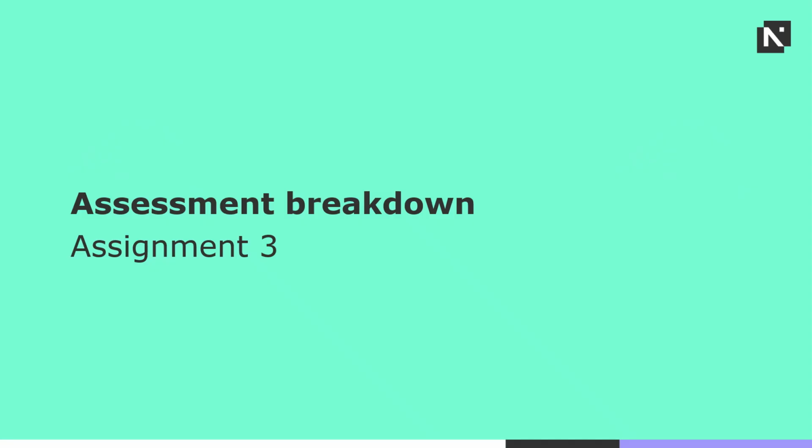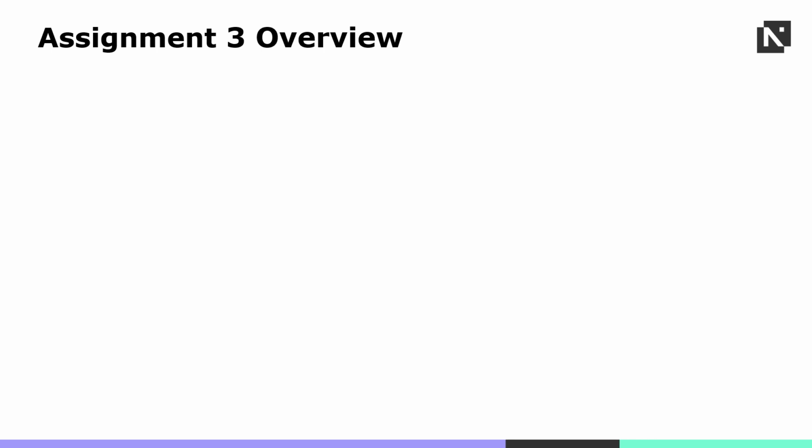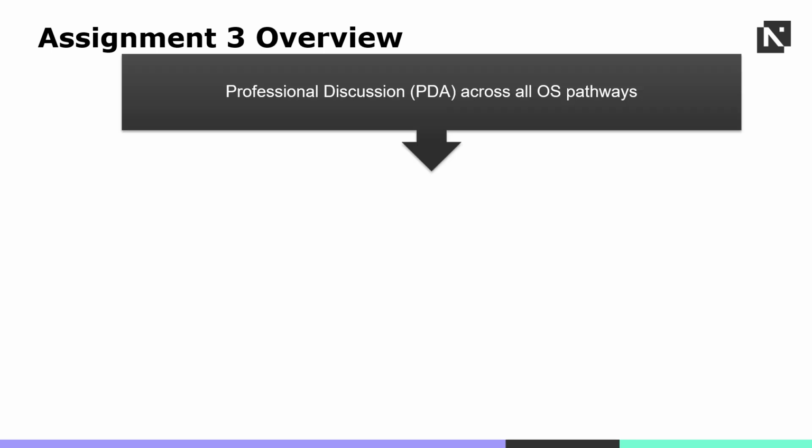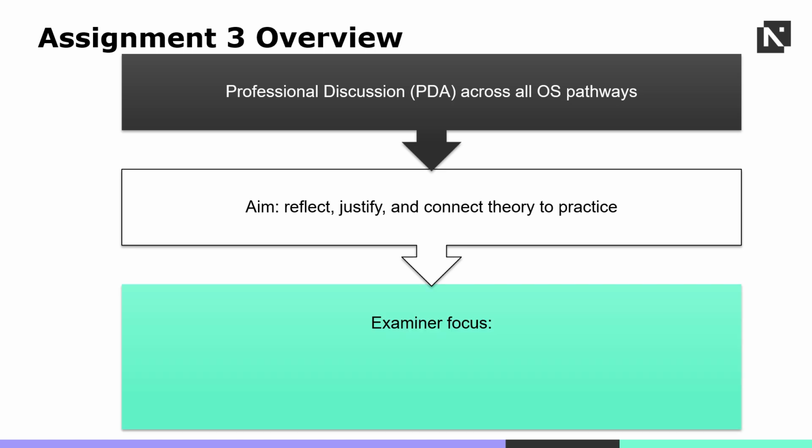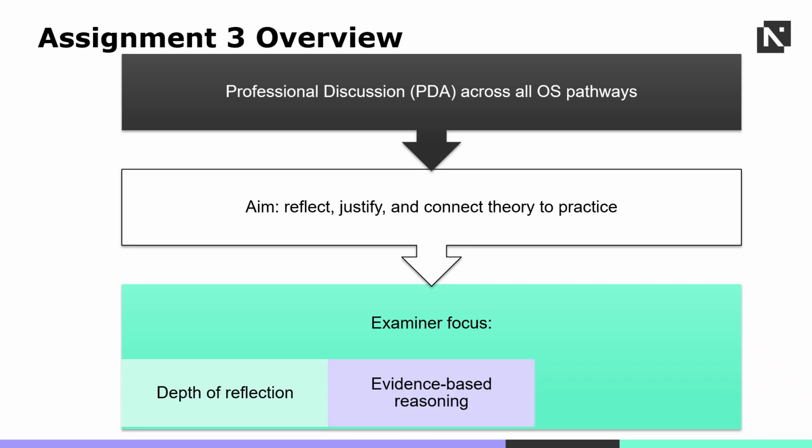So moving on to the final assessment, assignment 3. Assignment 3 is the professional discussion, common to all occupational specialisms. The aim is for learners to reflect on their practice, justify their decisions, and connect theory to workplace experience. Examiners focus on the depth of reflection, how well learners used evidence-based reasoning, and the professionalism of their communication.